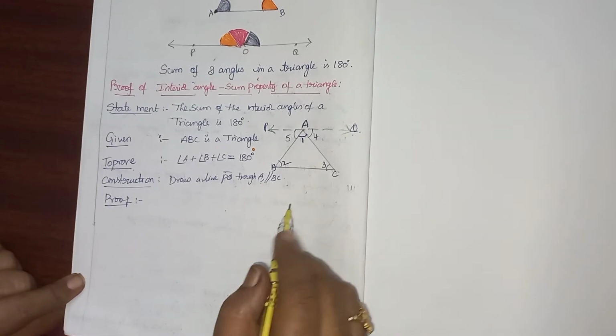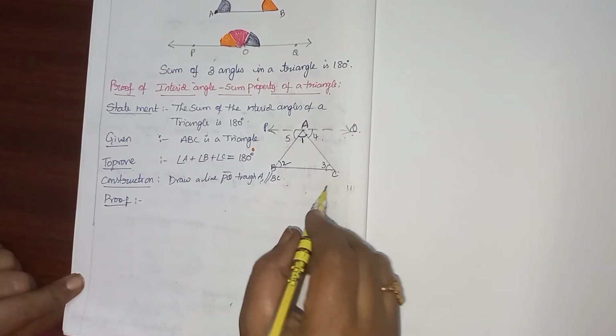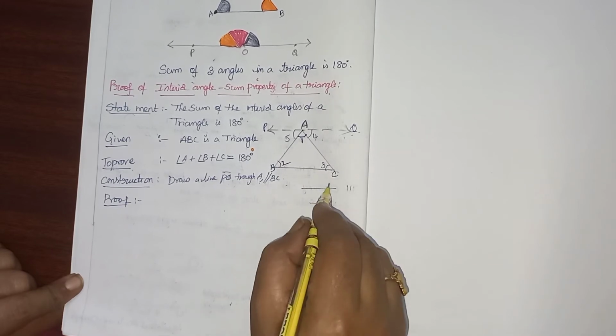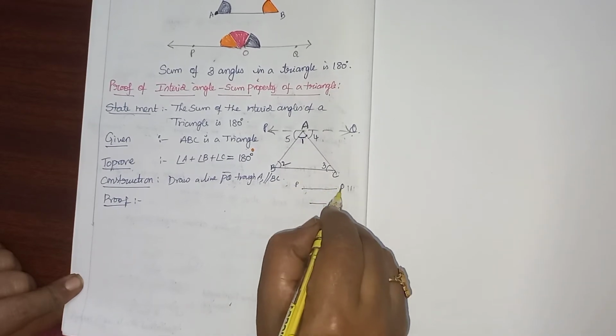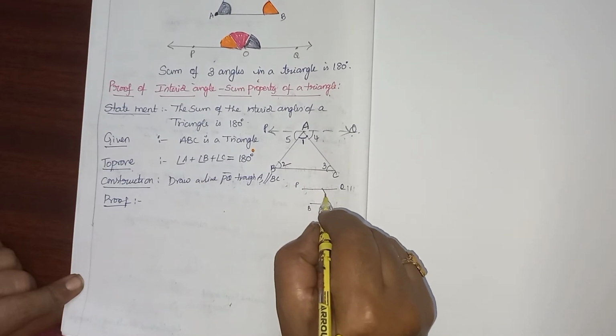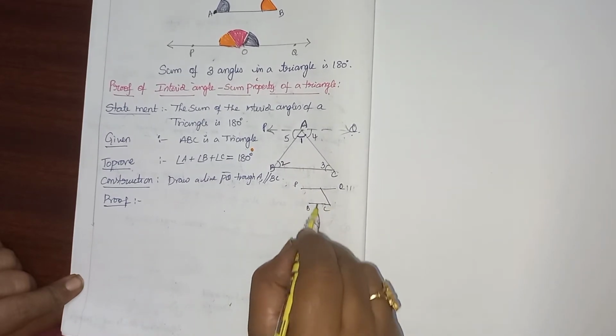Parallel to BC. Once observe: here this is PQ, this is BC. These two are parallel lines, PQ and BC. Like this. What is AC? Like this is AC.